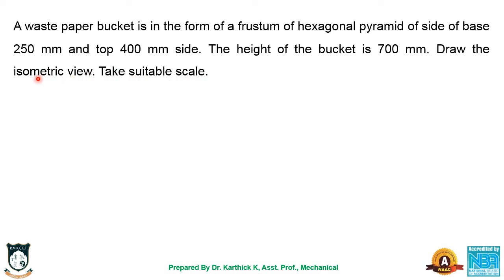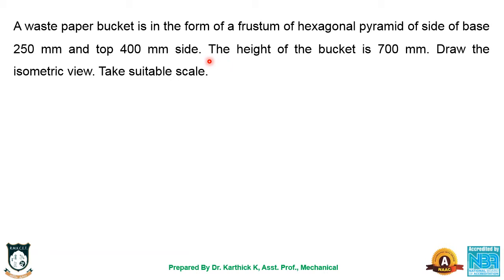So here the first thing we have to notice is draw the isometric view. So we can draw with the given dimension itself. No need to convert. Take suitable scale, since the dimensions given in the problem is slightly larger than the drawing sheet. Usually we use A3 sheets to draw the diagram, but this is slightly larger, so we are going to reduce the size with a reducing scale, right?